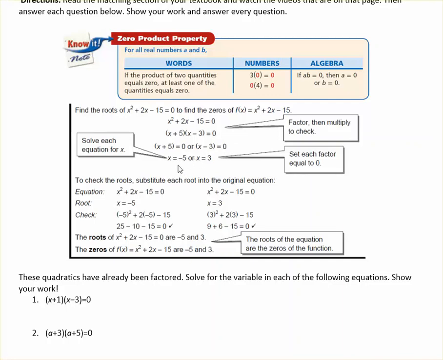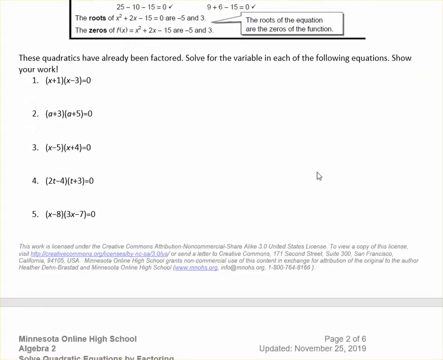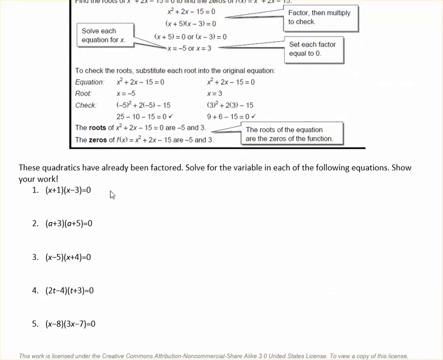So there's two possible solutions. You need both of them for the answers. You can check by plugging them back into the original. They both should work. So in these first 5 problems, the quadratics have already been factored. So the first couple steps have already been done. Your step that is remaining is to set each of these equal to 0, use the zero product property, and see what the possible solutions are.